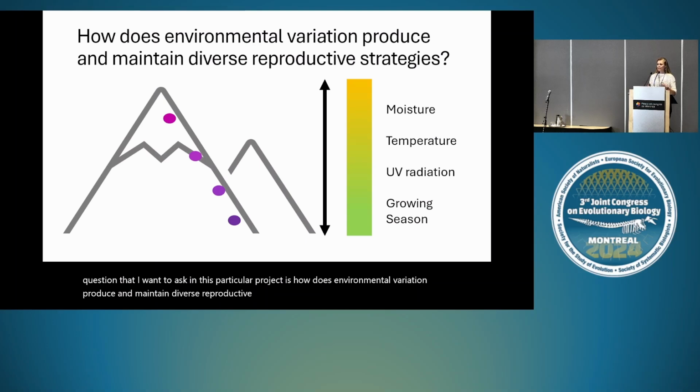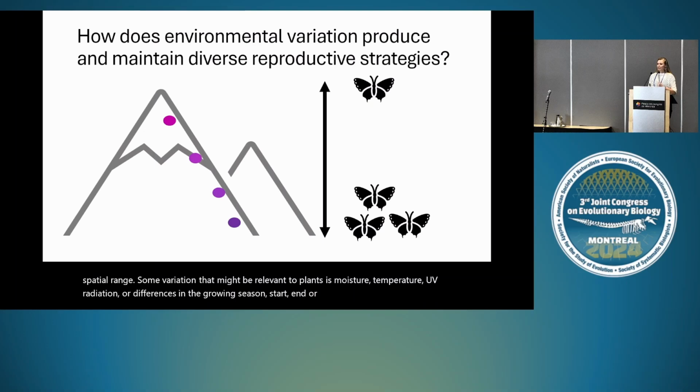And there's a variety of different ways that we might expect this could happen, especially in a species with a relatively wide spatial range. Some variation that might be relevant to plants is moisture, temperature, UV radiation, or differences in the growing season start, end, or duration. We also might expect that pollinator service differs across space, or even pollinator identity might differ across space as well.